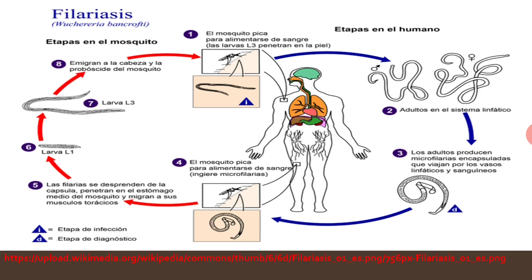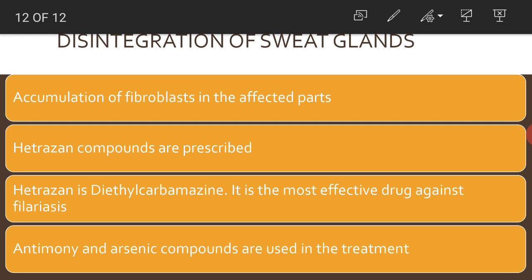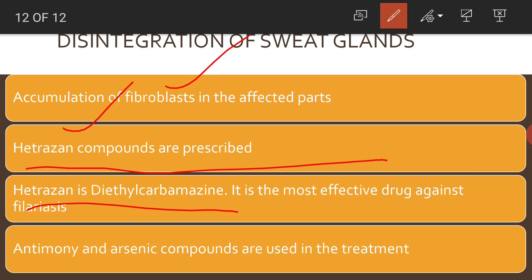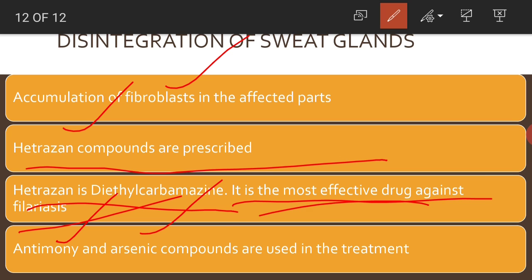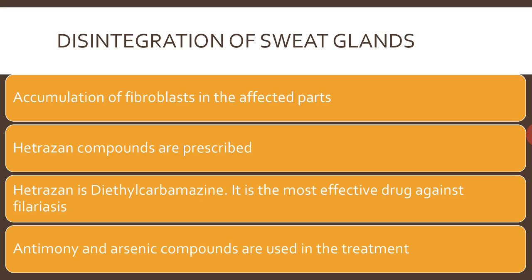And this is the wonderful, fascinating life cycle of Wuchereria bancrofti. And this disease is characterized by the disintegration of sweat glands, accumulation of fibroblasts in the affected parts, and Hetrazan compounds are prescribed. This is a very, very important bit for NEET. Hetrazan is diethylcarbamazine. It is the most effective drug against filariasis. Antimony and arsenic compounds are also used in the treatment. So this is about the life history, pathogenicity and the treatment of Wuchereria bancrofti.